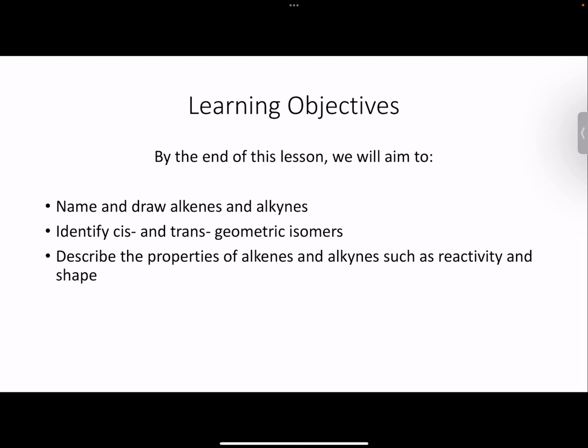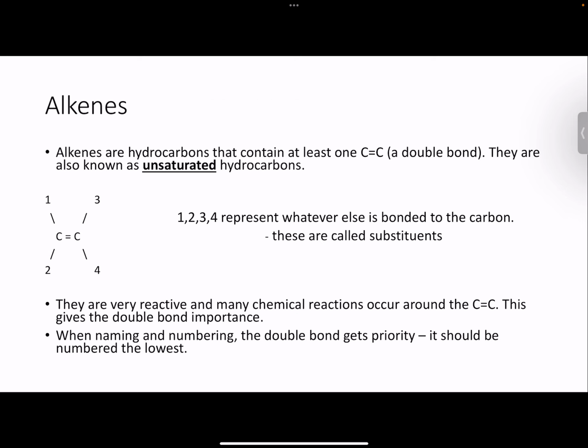Our goal here is, like with everything so far, to be able to draw, name, and identify the properties of alkenes and alkynes. We're going to see two types of isomers here. So we have geometric isomers, which are made up of the same atoms, just in a different orientation. We also want to describe reactivity of these molecules because once we know what they are and how to draw them, we need to know what they're used for. So we'll start to dive into that as well.